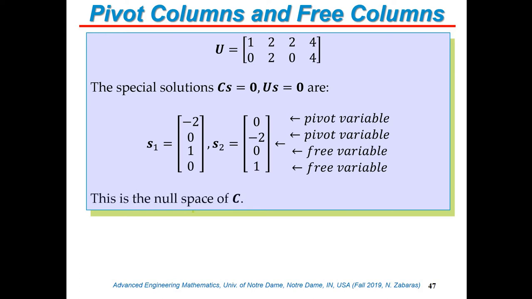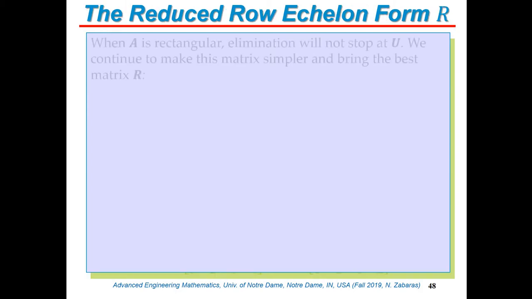I am going to show you with a further reduction later on the matrix U, how you can immediately identify these vectors without actually having to do much algebra. Not that we had to do anything in this case, right? But we will see how these vectors come naturally as part of the elimination process.